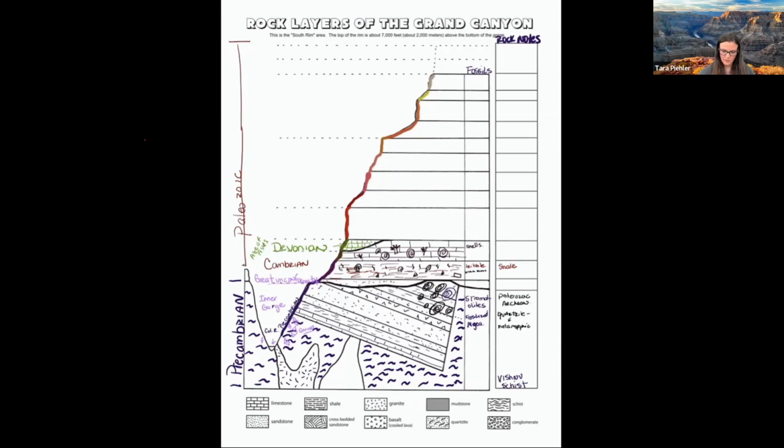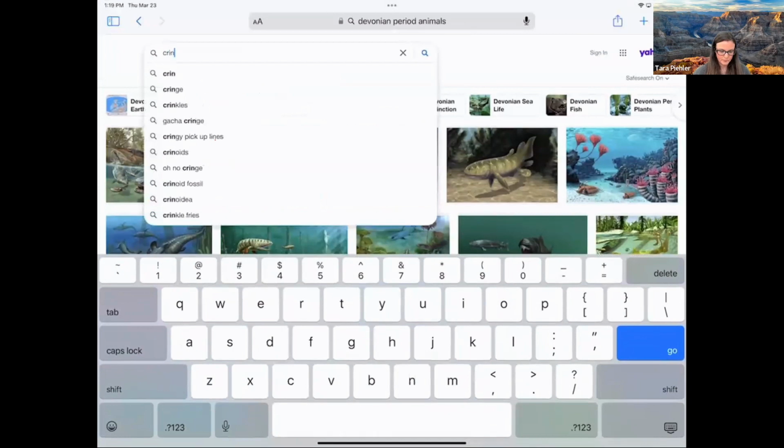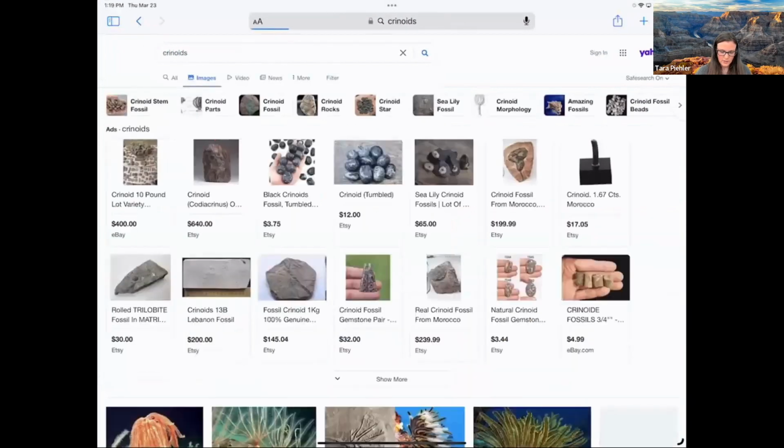So, the other thing is we also find something called crinoids. So that is what we'll find generally.